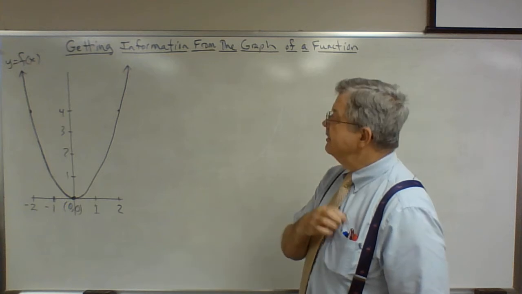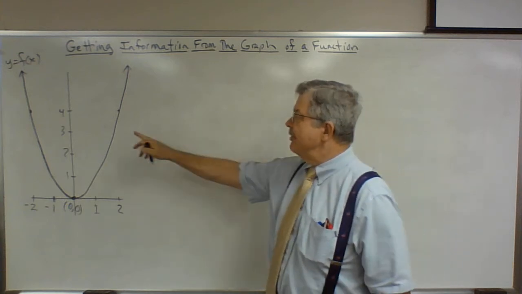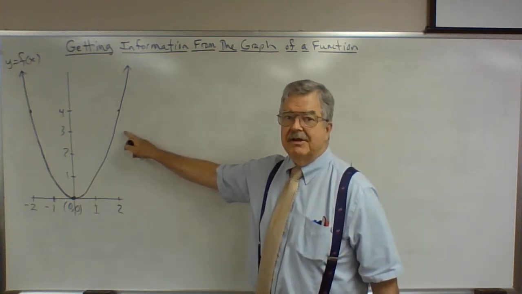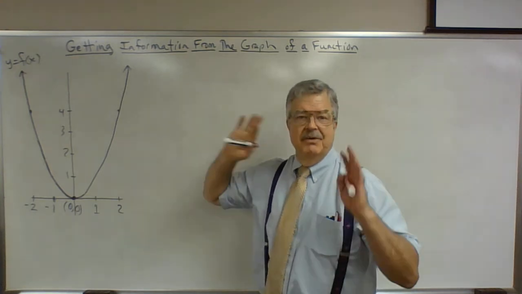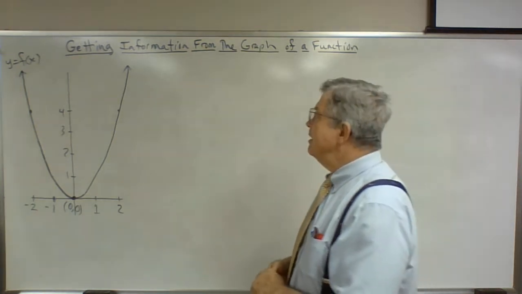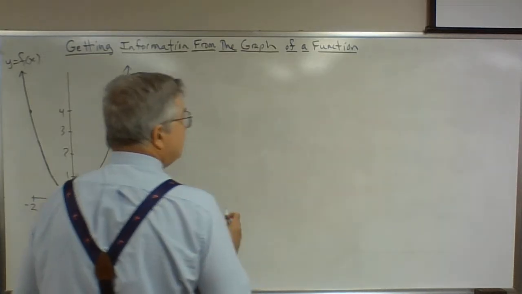So let's see. This is a function. I can't draw a vertical line that will intersect this graph at more than one point, so it is a function. Now, what questions can I ask about this?